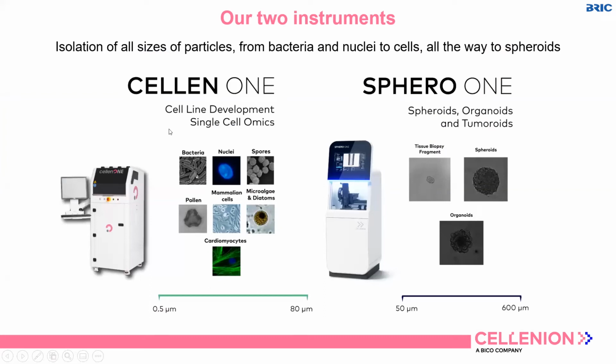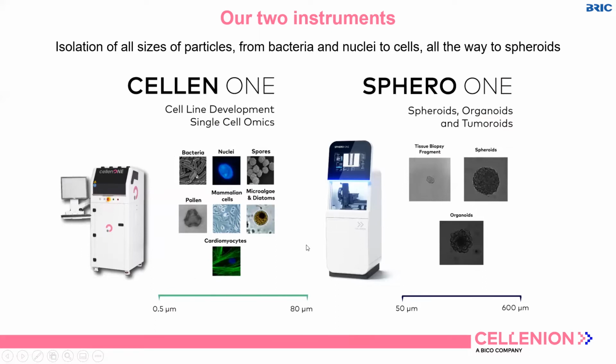One that was released in 2017, which is called CellenONE. It is mostly used for isolation of single cell. These cells can be of any size from 0.5 micron all the way up to 80 micron. So we are able to isolate bacteria, other microorganisms, spores, but also all type of mammalian cells, up to very large cells, liver cells, and even cardiomyocytes.